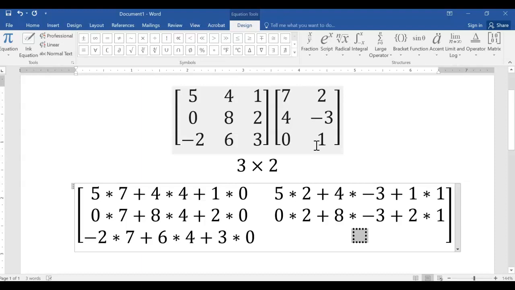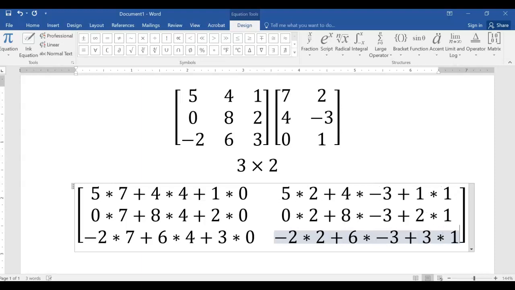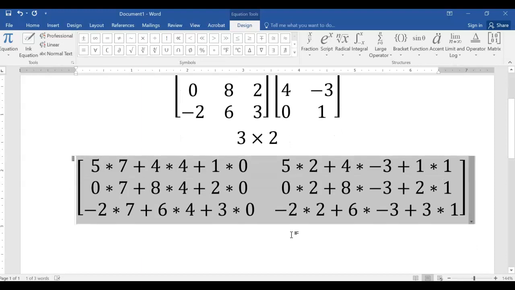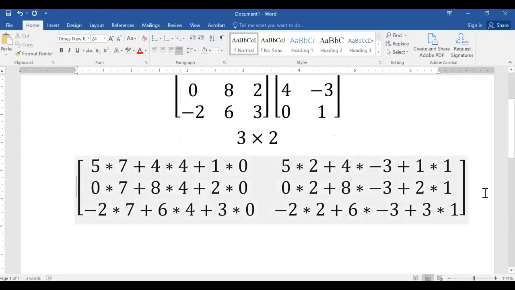Last row, last column: negative 2 times 2 plus 6 times negative 3 plus 3 times 1. And there we go. Now, obviously, we're going to simplify this matrix best we can. As long as I don't have any screw-ups, we should be good to go.